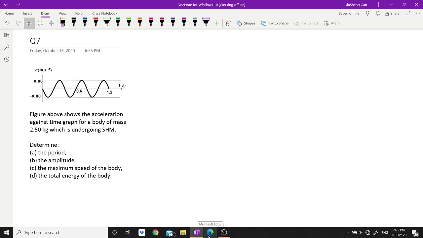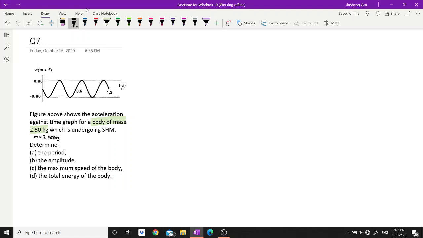Hi everyone, so this is question 7 that we are going to solve now. So let's take a look at this question. It says here that you are given a figure which is an acceleration against time graph, for a body of mass 2.5 kg. So it's good that we jot down here: mass is equal to 2.5 kg. And this mass is undergoing SHM, which is simple harmonic motion.